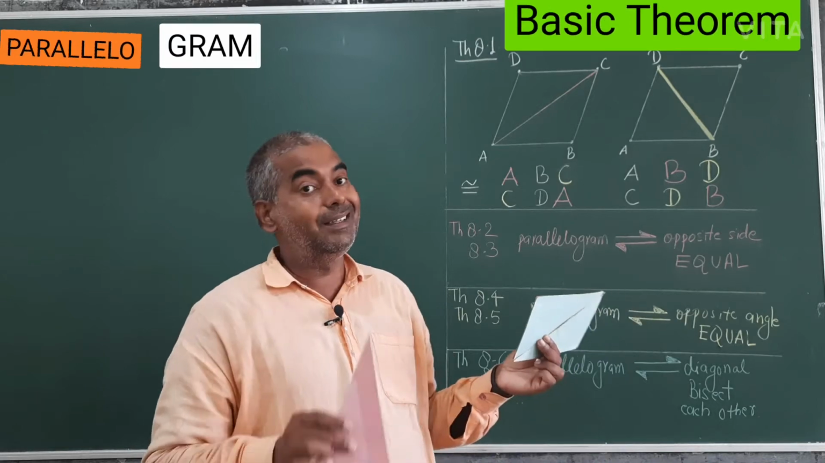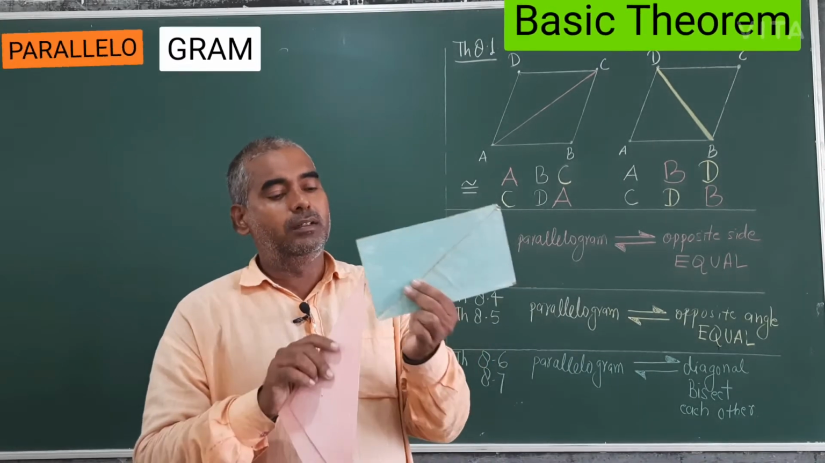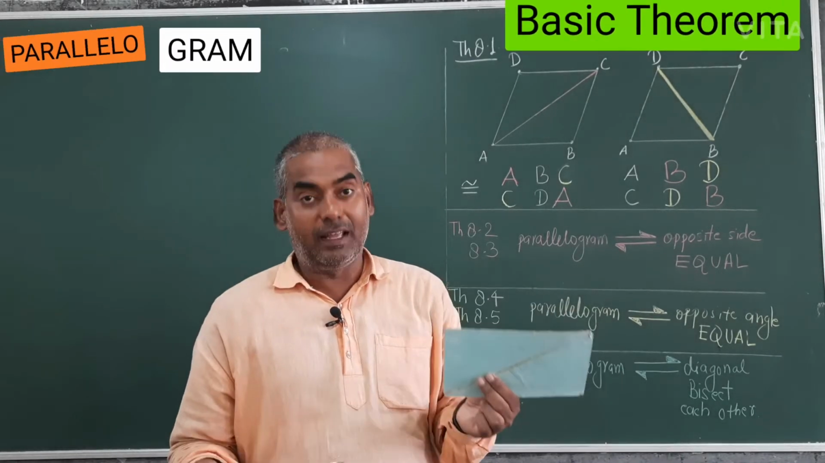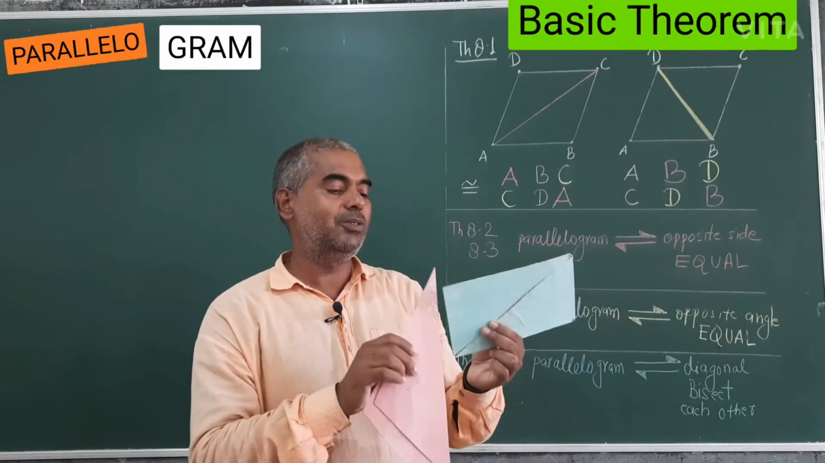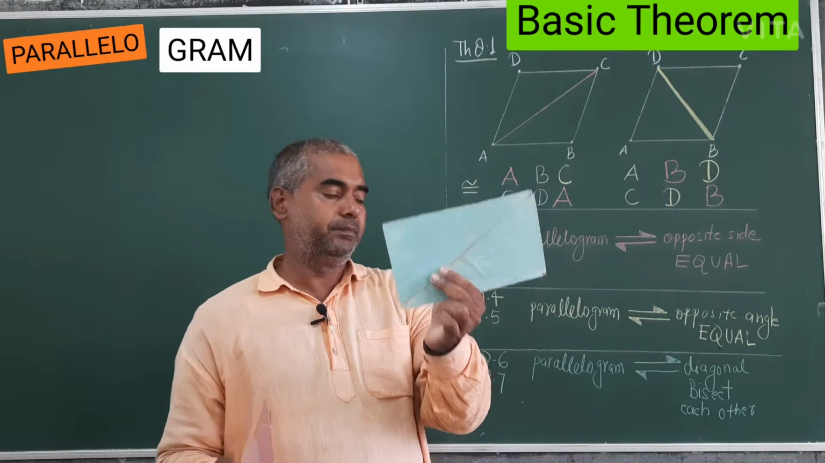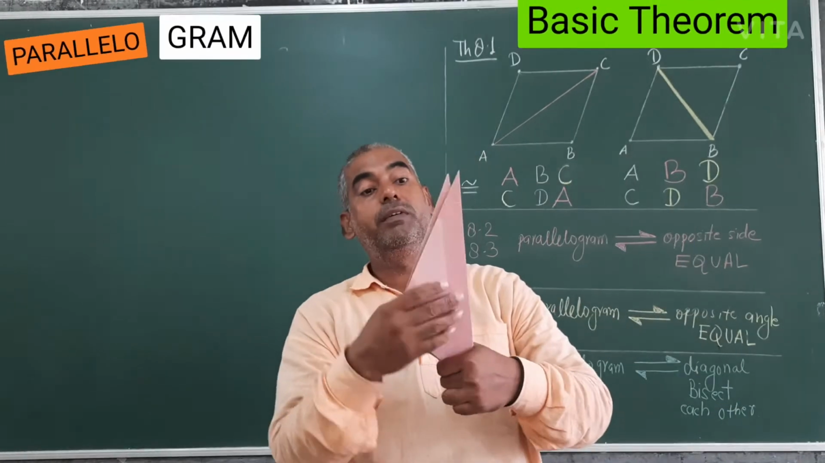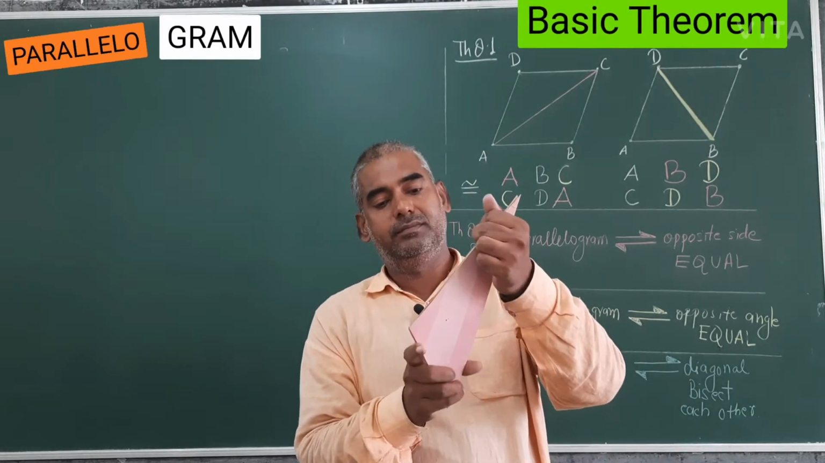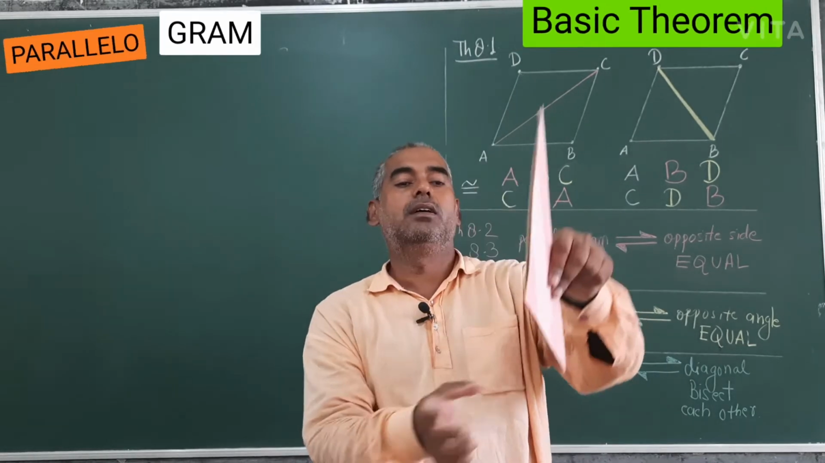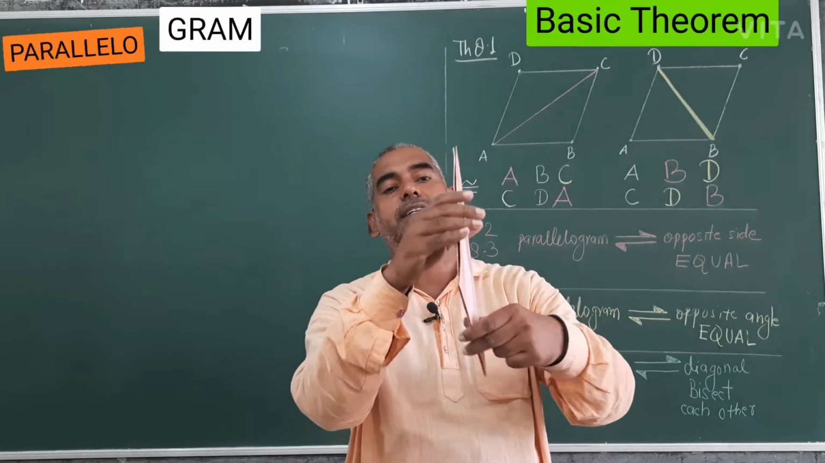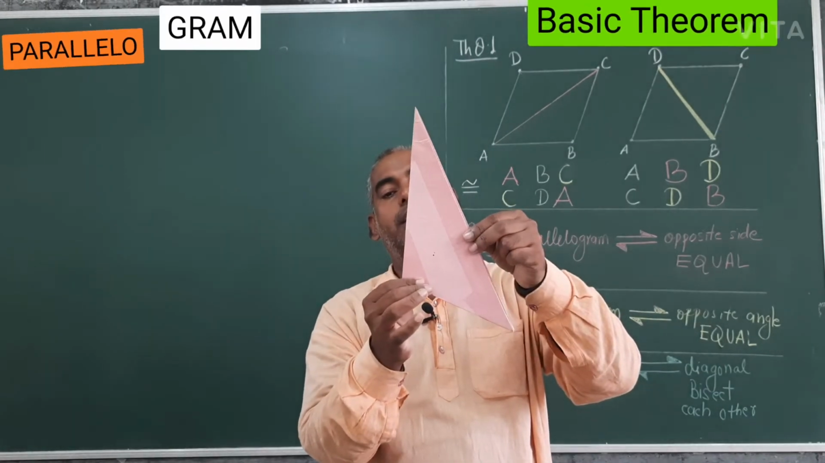In class 10th the things will change, and you will read about similar triangles. Similar, but this is congruent, which means two copies. So this is again a congruent triangle. Congruent means all the three sides are equal. These are called corresponding sides.